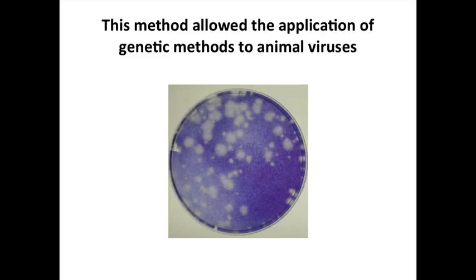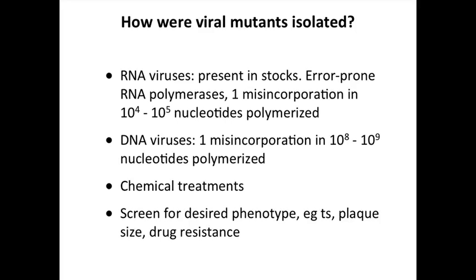So from 1952, when Dulbecco made the plaque assay for animal viruses, from that point on, genetics of viruses could be done. It could be done before with bacteriophage because the plaque assay was developed for them earlier. Now, in the old days, people would have their virus and look for mutants in a tube of virus that they had in the laboratory. They had no way of really directing mutations to specific parts of the genome.